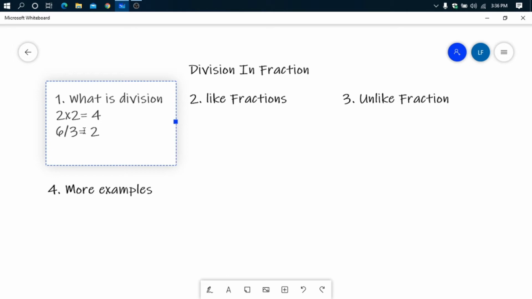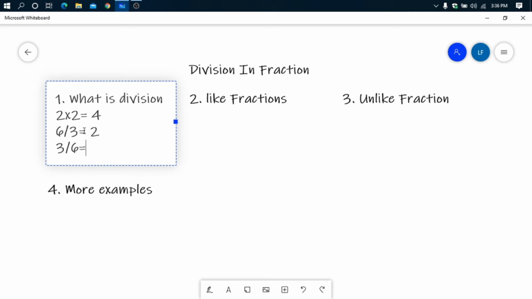Now let's take another. What if we invert the numbers? In multiplication, even if we invert the numbers, 6 times 3 becomes 18 and 3 times 6 also becomes 18. But in division, just like subtraction, that won't happen. When you divide 6 by 3, it becomes 2. When you divide 3 by 6, the answer will be 0.5.